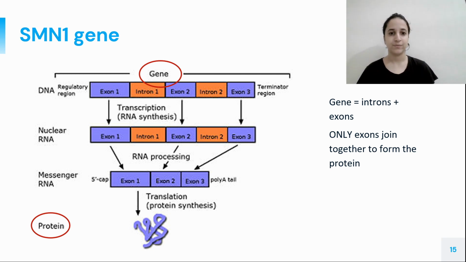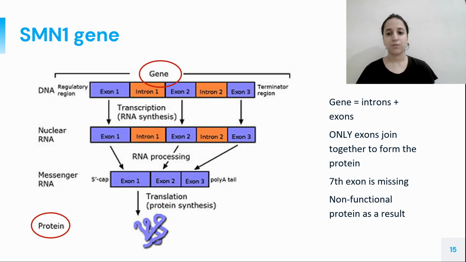As you can see from the diagram as well, only the exons join together at the end to form the protein. So what happens in the SMN1 gene which is mutated, or which is disease causing, or which causes spinal muscular atrophy, is that the 7th exon is missing, which then gives rise to a non-functional protein. As this protein is not functional, and as we discussed earlier, it is vital for the survival of motor neurons, the motor neurons begin to shrink and die.